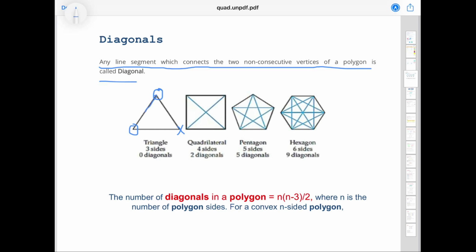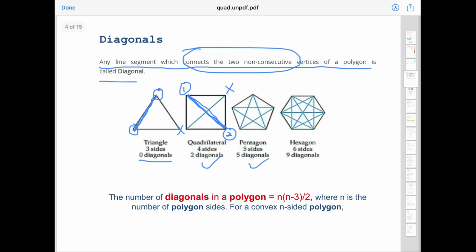But in the triangle, if you join that one, it will give you the side of the polygon only, that is the side of the triangle. So in a triangle there are 0 diagonals. Now in the quadrilateral, this is your first, you don't have to take the second, take the third one. The line joining these two is the diagonal. So in the quadrilateral you can see there are 4 sides and 2 diagonals. In a pentagon, in the same way, you can get 5 diagonals.